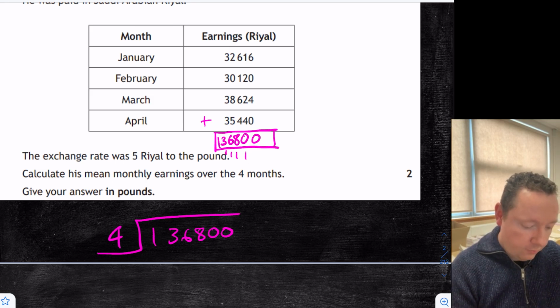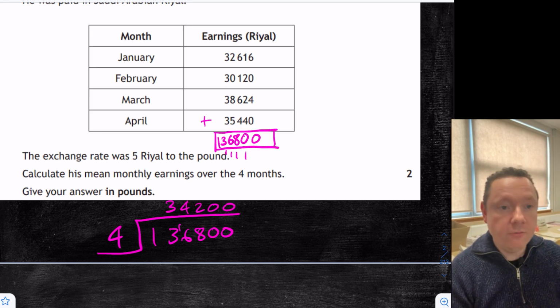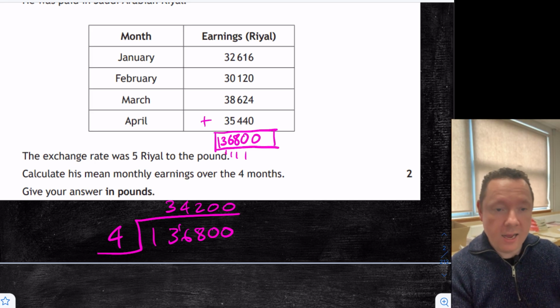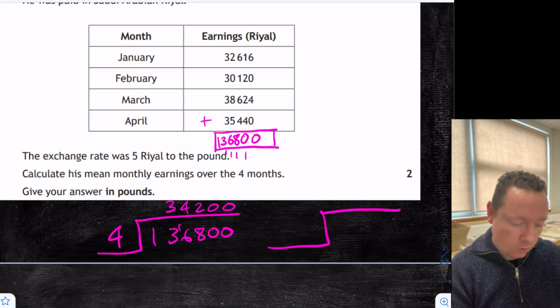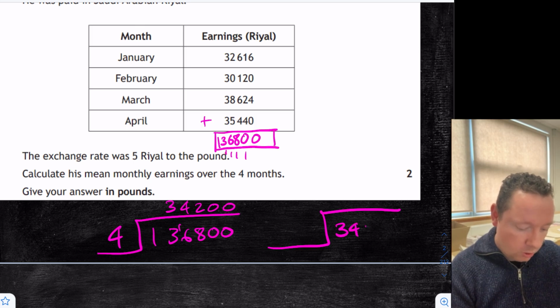So 4 goes into 13 3 times with 1 left over. 4 4s is 16, 4 2s is 8. So we get 34,200. You get a mark for that. But then you need to remember to divide that by 5 because we need to change it back to pounds. So 34,200 divided by 5.